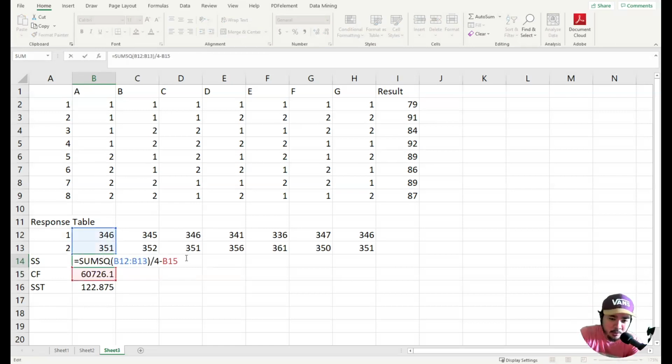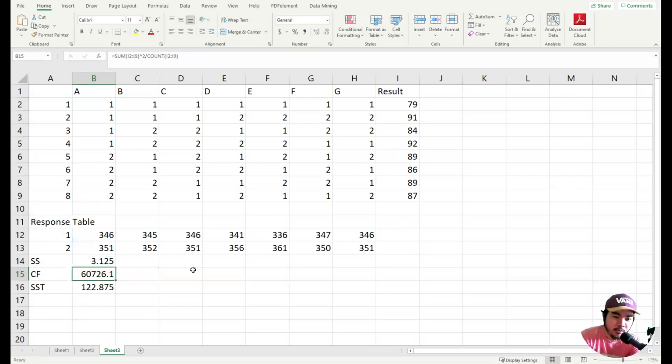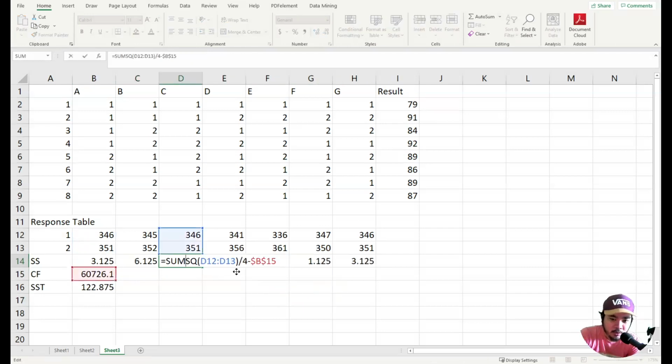And I want to be able to move this to the right, but I don't want the correction factor to move. Therefore, the correction factor is just F4. I put dollar signs on both the column and the row. Okay, so if I press enter and move it to the right, I get the sum of squares of our main factors.